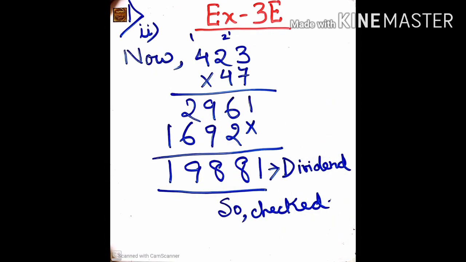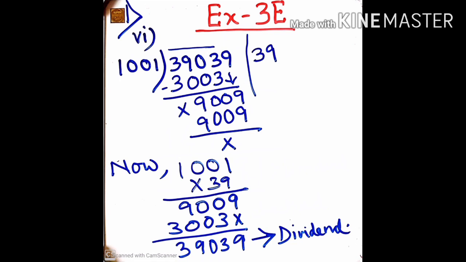Okay. Let's multiply 423 into 47. The quotient multiplied with the divisor. What we are getting? We are getting 19,881. So we have divided properly. So it's checked. Now come to the next question.